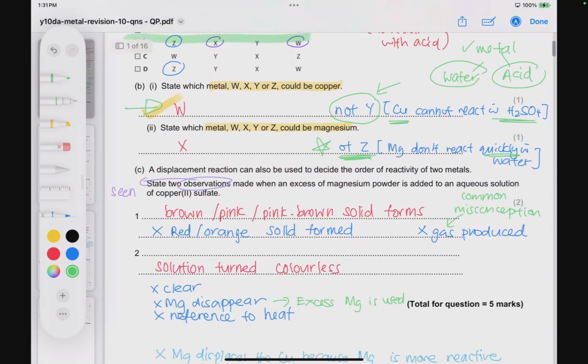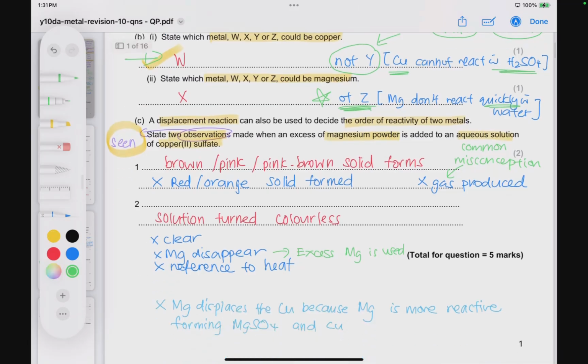Alright, last question here, which is a 2-mark question. Displacement reaction can be used to decide the order of reactivity of 2 metals. State 2 observations. Observation is basically what you see, what you can see when magnesium powder is added to copper sulfate. Let's take a moment here to write out this reaction. So I've got magnesium reacting with copper sulfate.